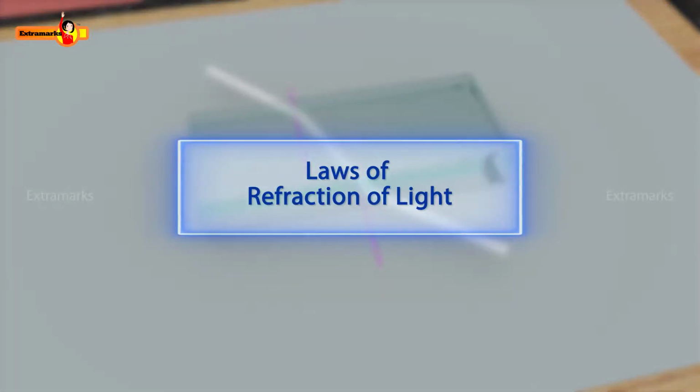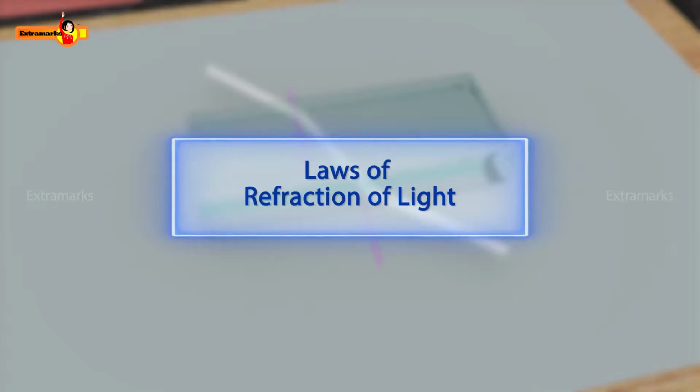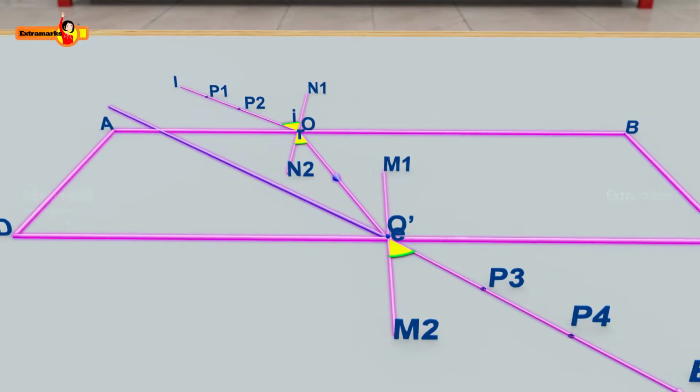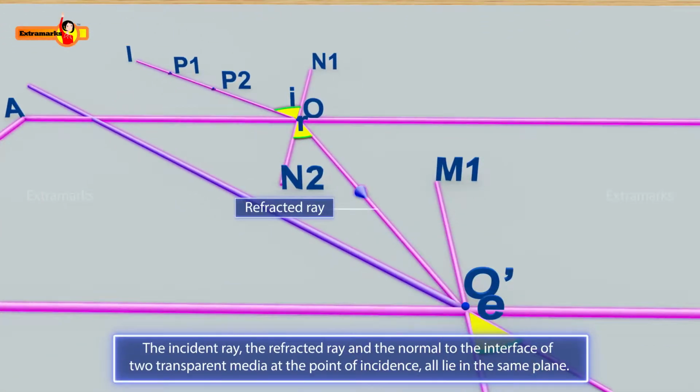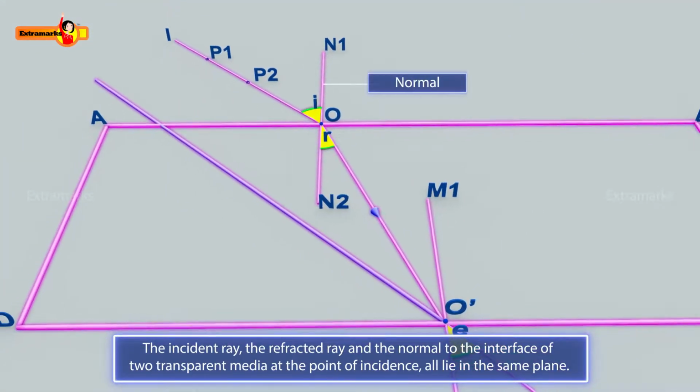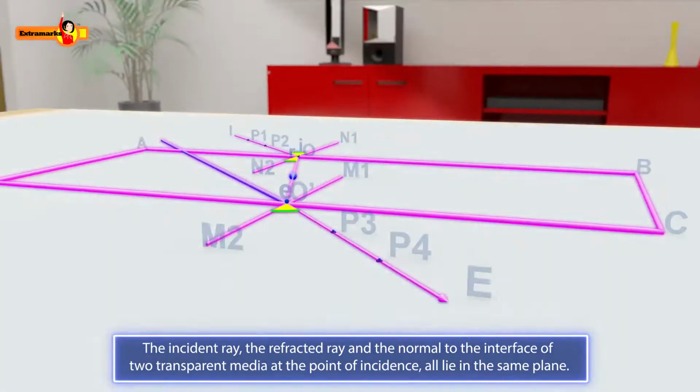On the basis of several experiments, it is concluded that the refraction of light is based on two laws. The first law states that the incident ray, the refracted ray, and the normal to the interface of two transparent media at the point of incidence all lie in the same plane.